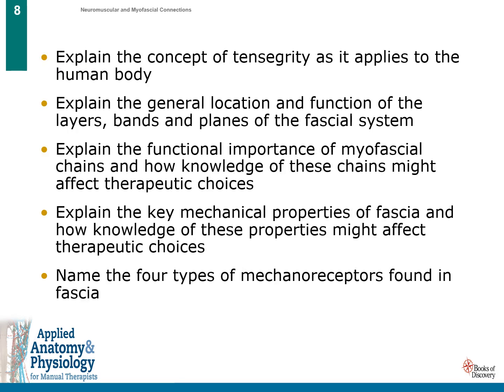explain the concept of tensegrity as it applies to the human body, explain the general location and function of the layers, bands, and planes of the fascial system, explain the functional importance of myofascial chains and how knowledge of these chains might affect therapeutic choices, explain the key mechanical properties of fascia and how knowledge of these properties might affect therapeutic choices, name the 4 types of mechanoreceptors found in fascia.